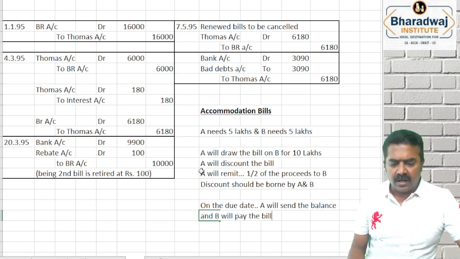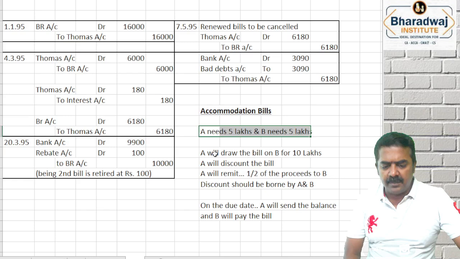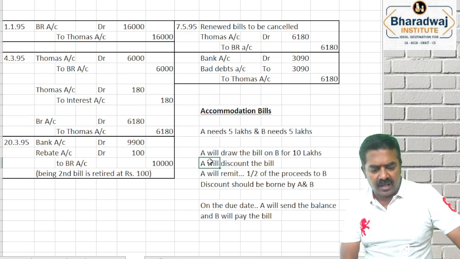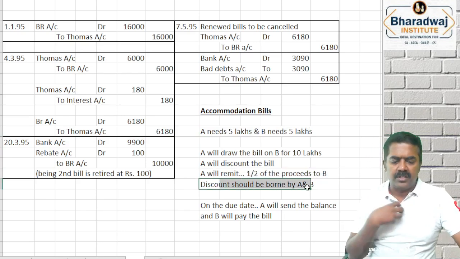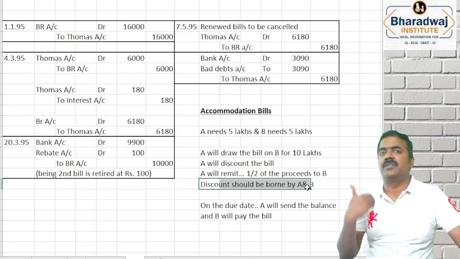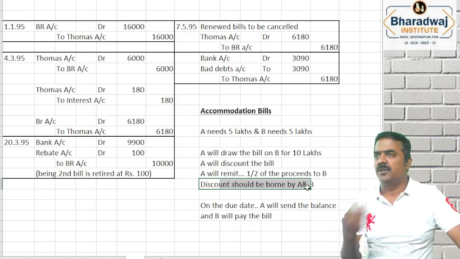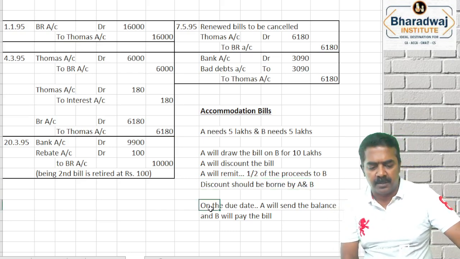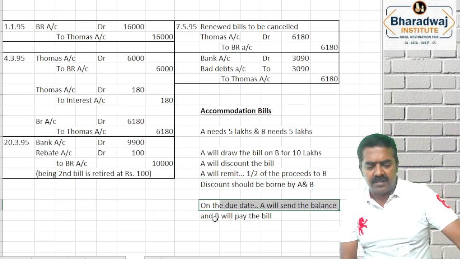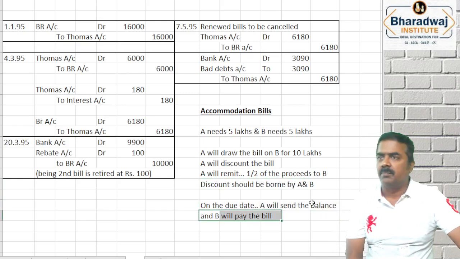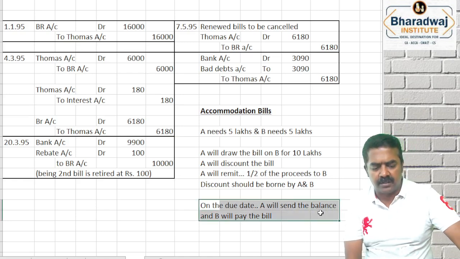I repeat, I need 5 lakh, you need 5 lakh. I draw the bill for 10 lakhs and discount the bill. I will send half of the money to you, and the discounting charges should be borne by A and B in the ratio in which the money is used. On the due date, A will send the balance and B will pay for the bill.